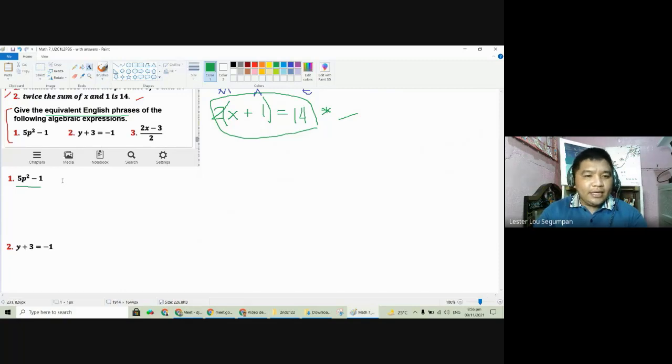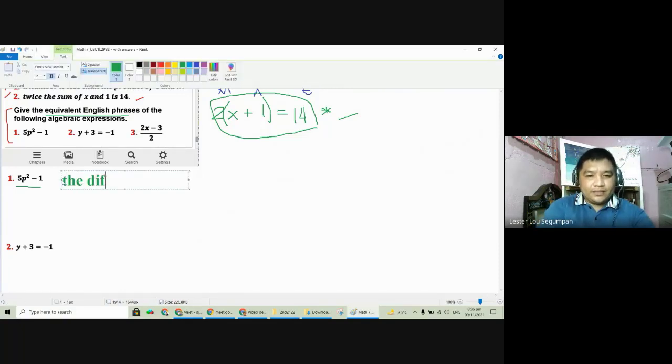You can say here the difference, as this is the symbol for our keyword for subtraction. The difference. What terms are being, what are the terms under this difference? You have the term here 5p squared and then 1.